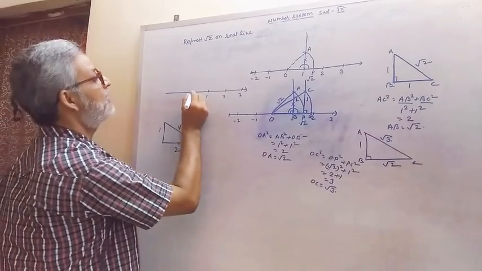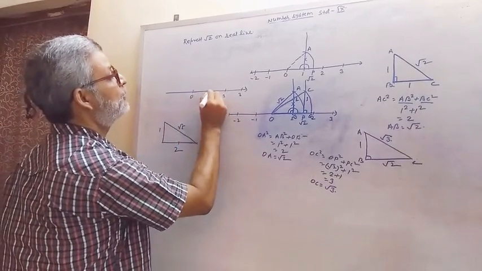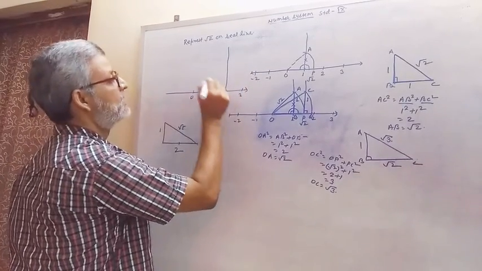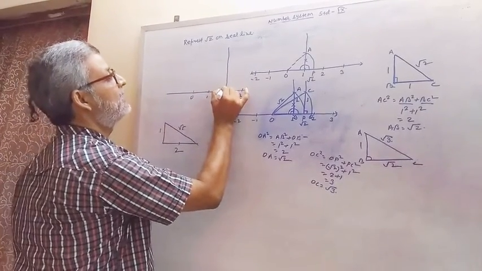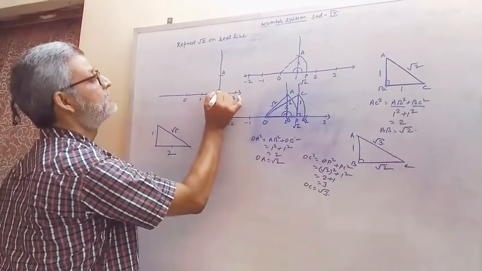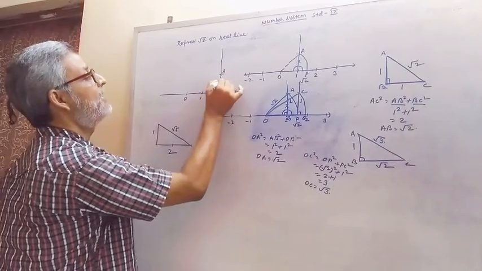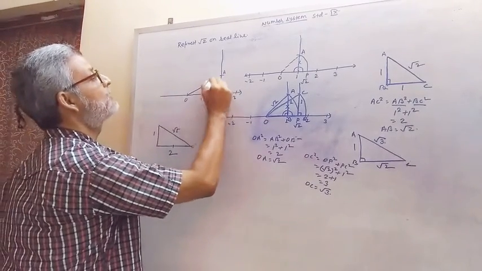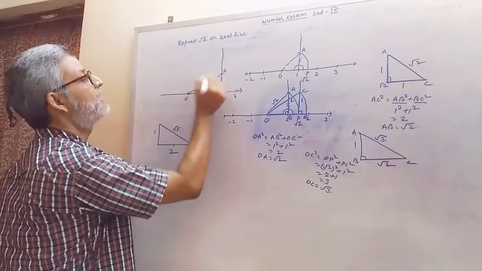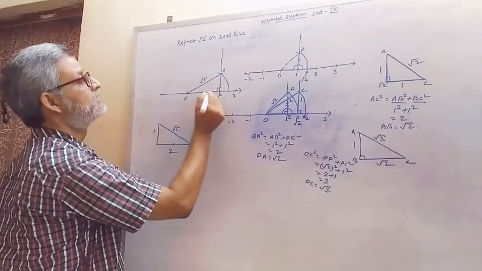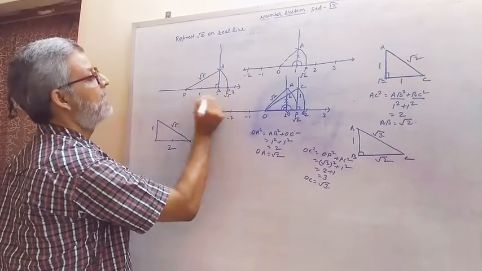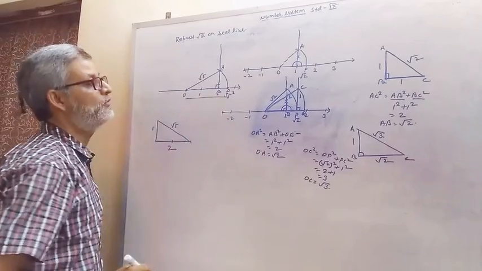Now here what we will do? 1 unit, 2 unit base, at 2 construct 90 degree. This is 90 degree. After that 1 unit you cut it. This is A, this is B. Now AB is 1 unit. If you join this one, now this is how much? √5. Put the compass here, draw an arc. Now this P point, this P is √5, and this OP is root under 5 unit.